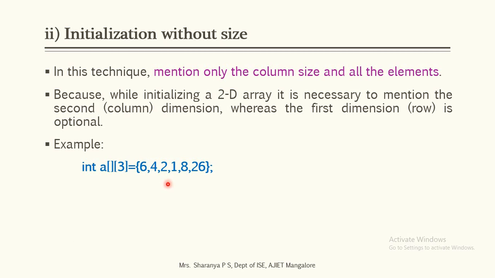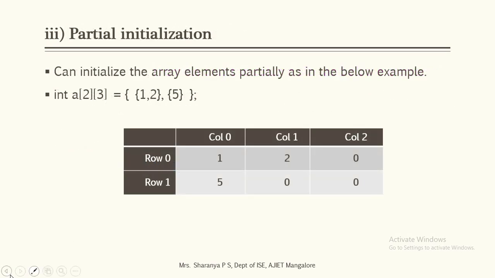So it is very clear that by distributing the values into 3 columns, we can arrange 2 rows from these values. So the compiler will understand that it will contain 2 rows and a total of 3 columns and distribute these values accordingly. This is how we can perform the initialization without even mentioning the row size, but compulsorily we have to mention the column size.